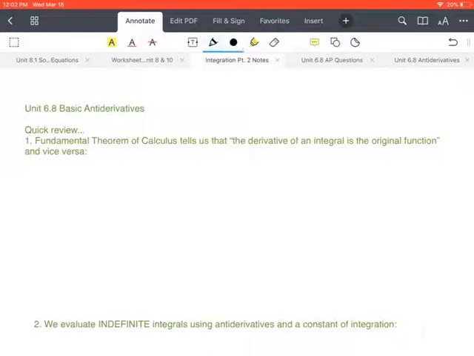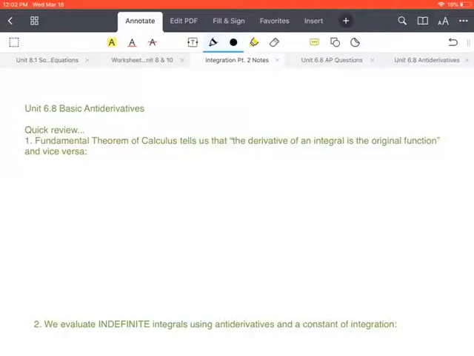So my notes might start with a unit or a section header. This is Unit 6.8. It's Basic Antiderivatives. I know in your packets it's Lesson 6, but we're just going to follow the unit symbols given by AP Calculus since we're using AP Classroom for our homework.